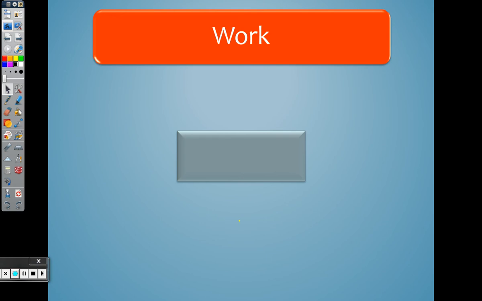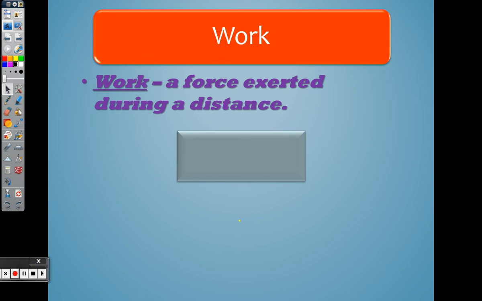Now, in order to do work, what do we need? Energy. That's right. And more importantly, a distance. When you calculate work, you have to figure out how much force is used and over what distance.